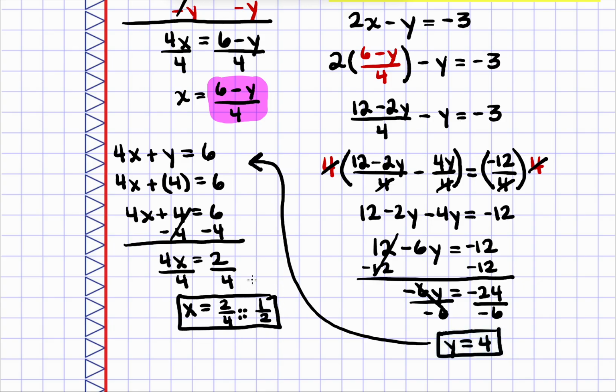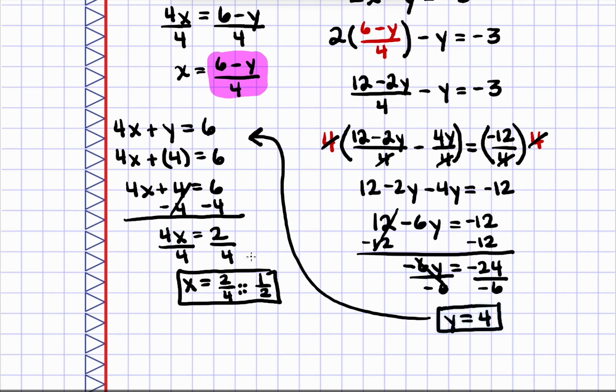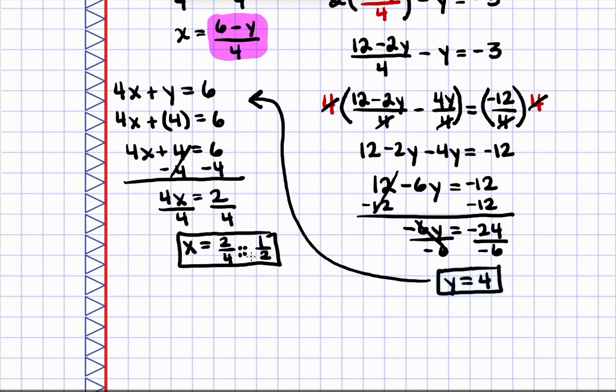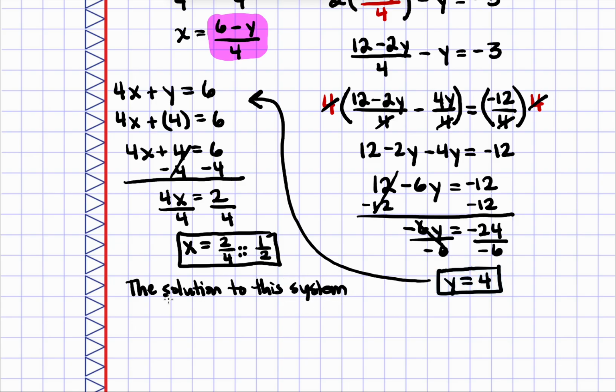And so what's our conclusion? We now know our x coordinate, we know our y coordinate. Button up the whole thing. The solution to this system is the ordered pair 1/2, 4. This is the ordered pair. This is the location where those two lines meet.